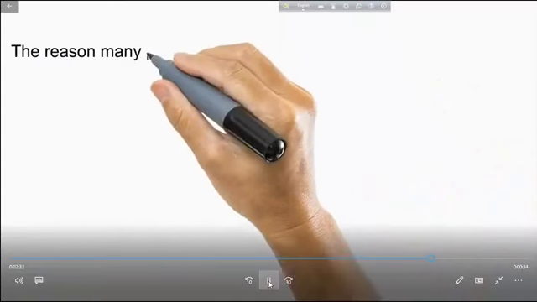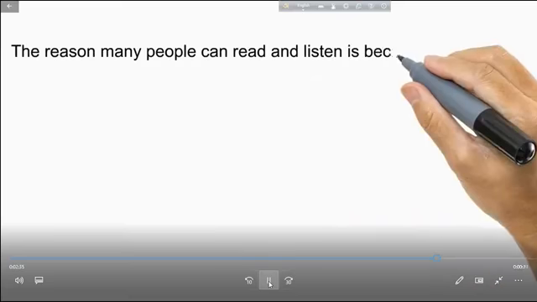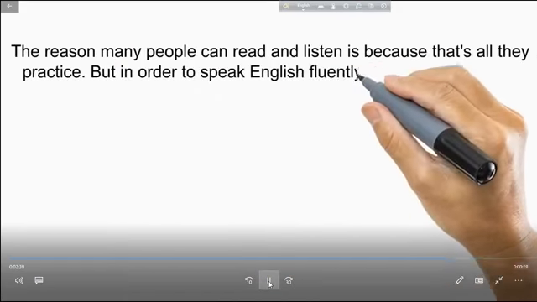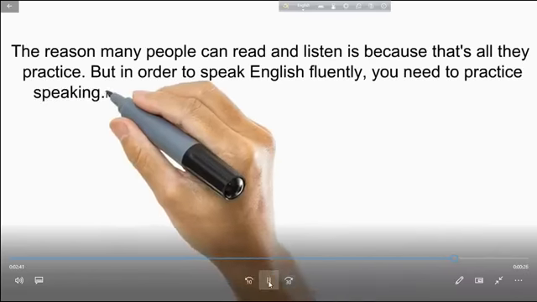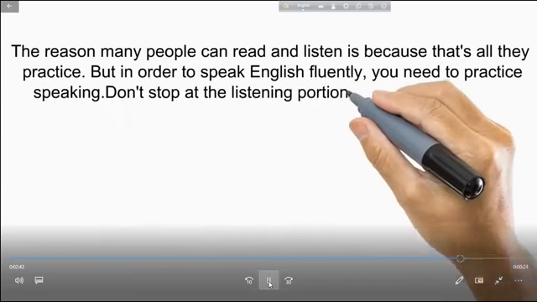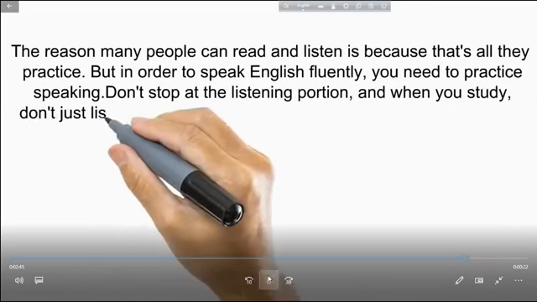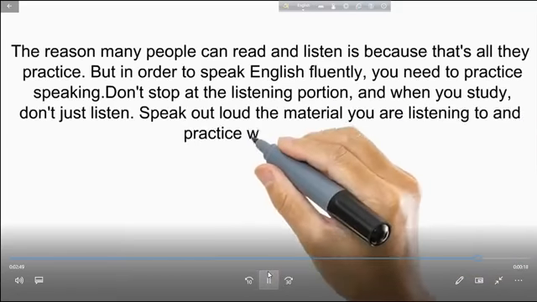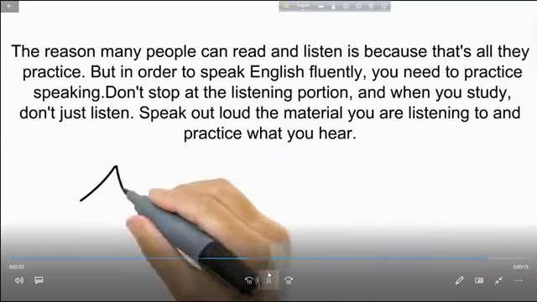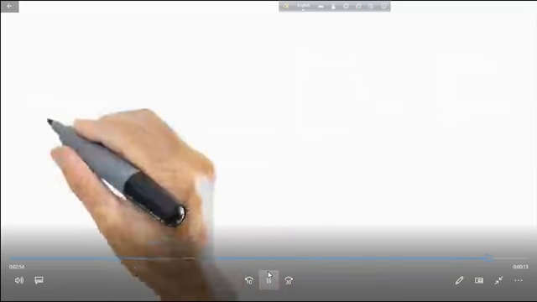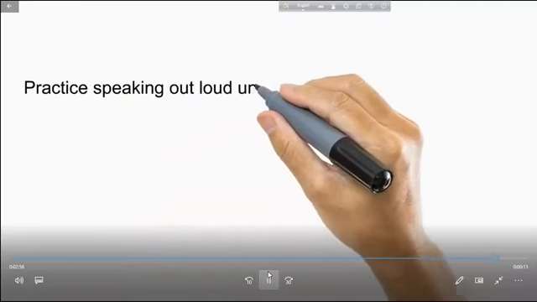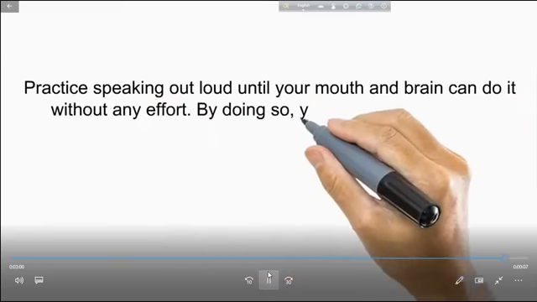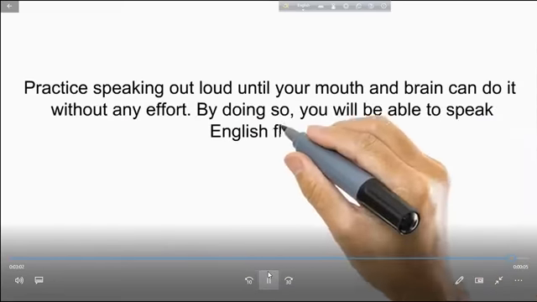The reason many people can read and listen is because they practice it. But in order to speak English fluently, you need to practice speaking. Don't stop at the listening portion, and when you study, don't just listen. Speak along with the material you are listening to, and practice what you hear. Practice speaking out loud until your mouth and brain can do it without any effort. By doing so, you will be able to speak English fluently.